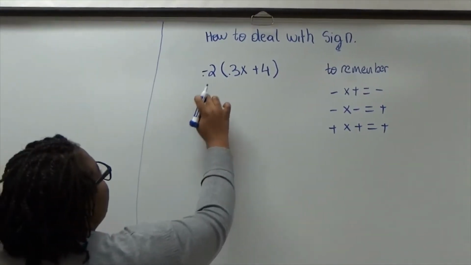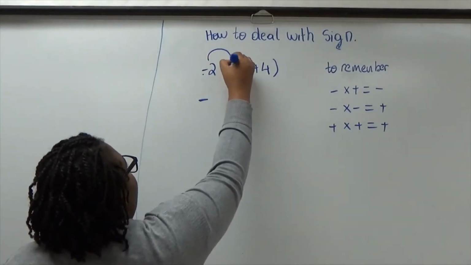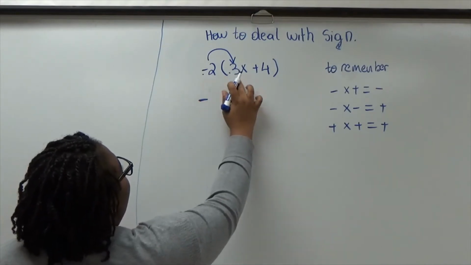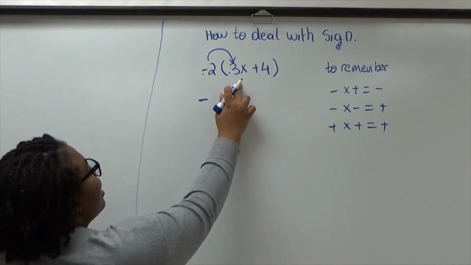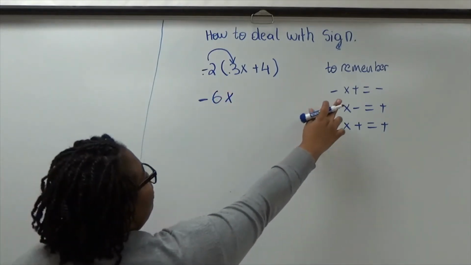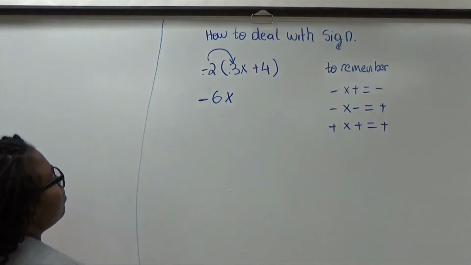So since it's a negative, I'm going to multiply with this one. It's going to be -2 times a positive 3x. So it's going to be a -6x. Why? Because a negative times a positive is a negative. So I can do that.